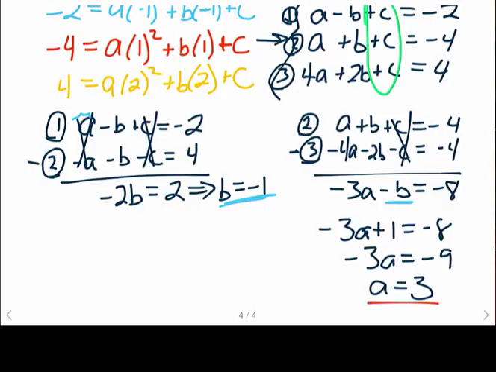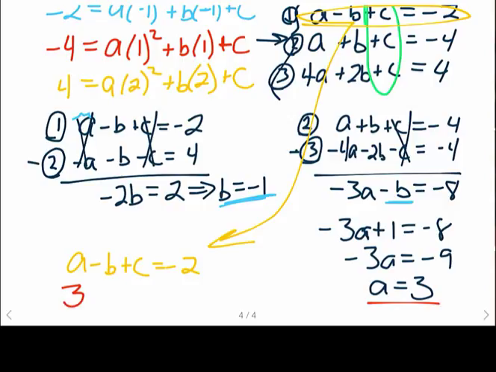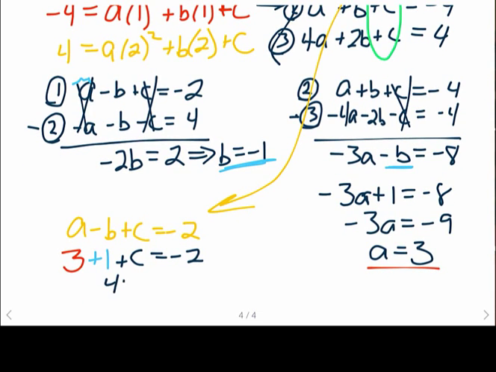Now I have a and b, I need c. I'm going to use equation number 1, which is a minus b plus c is equal to -2, and substitute the value 3 for a, -1 for b, that'll make it 3 plus 1, and then we've got plus c is equal to -2. So 4 plus c is equal to -2, and so c is equal to -6.